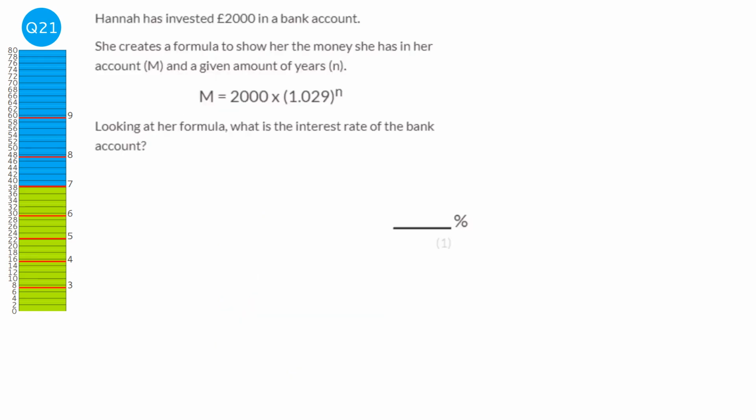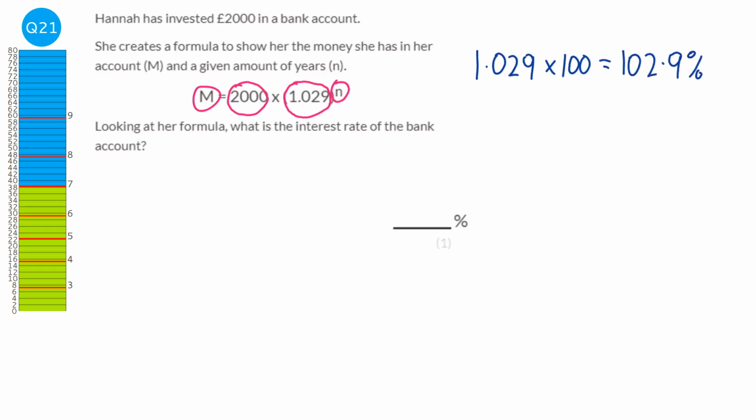So the way this formula works is we have m, which is the final amount. The 2000 here is our initial amount. The decimal in here is our multiplier, and the power here is the amount of years. So the way multipliers work is they are the percentage divided by 100. So if we go the other way and times it by 100 to make it back into a percentage, it will be 102.9%.